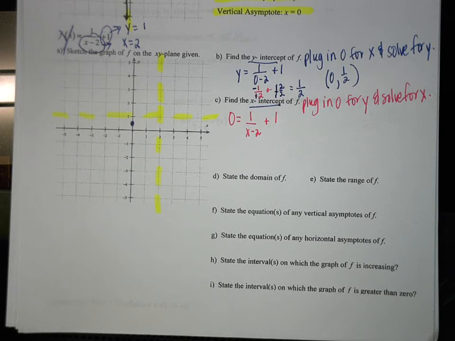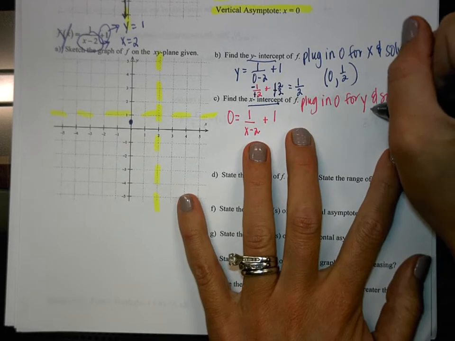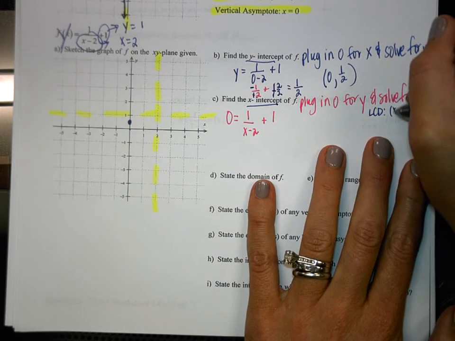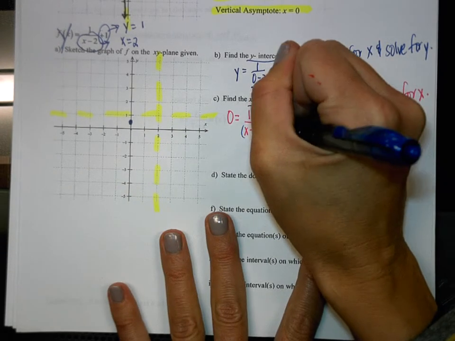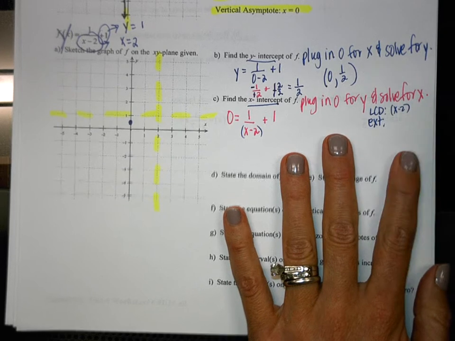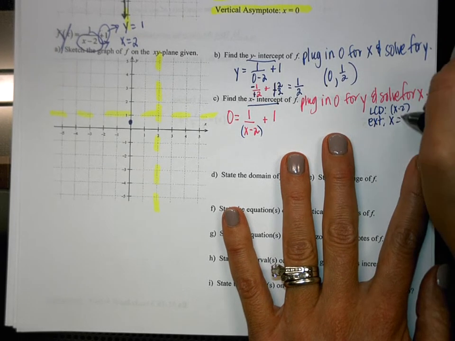It should. Okay, so we want to eliminate that x minus 2 from the denominator. How would I do that? LCD. Very good. What would be my LCD for this problem? x minus 2. Very good. And again, I'd probably put that in parentheses there. Also, what are my extraneous solutions? 2. x cannot equal 2.